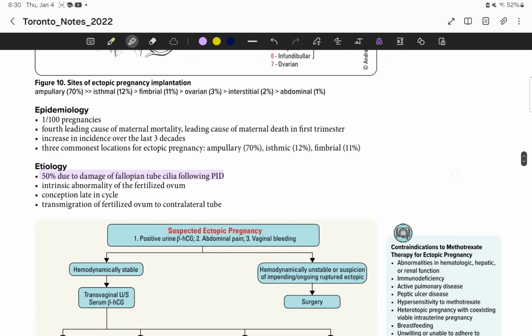So what's the etiology? 50% is due to damage of the fallopian tube cilia following PID. So pelvic inflammatory disease is one of the major causes of ectopic pregnancy. Others are intrinsic abnormality of the fertilized ovum, conception late in a cycle, and transmigration of the fertilized ovum to the contralateral tube.